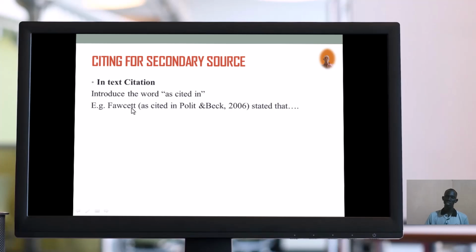So in this example, Fawcett is the original source of the information. But when you say "as cited in," it means you didn't read it from Fawcett, but from Paulette and Becky. Paulette and Becky got this information from Fawcett and cited it, and now you also got the information from them. In your citation, this is how you cite, so that the professor may know that you didn't get the original information from Fawcett but from Paulette and Becky, which is also fine.